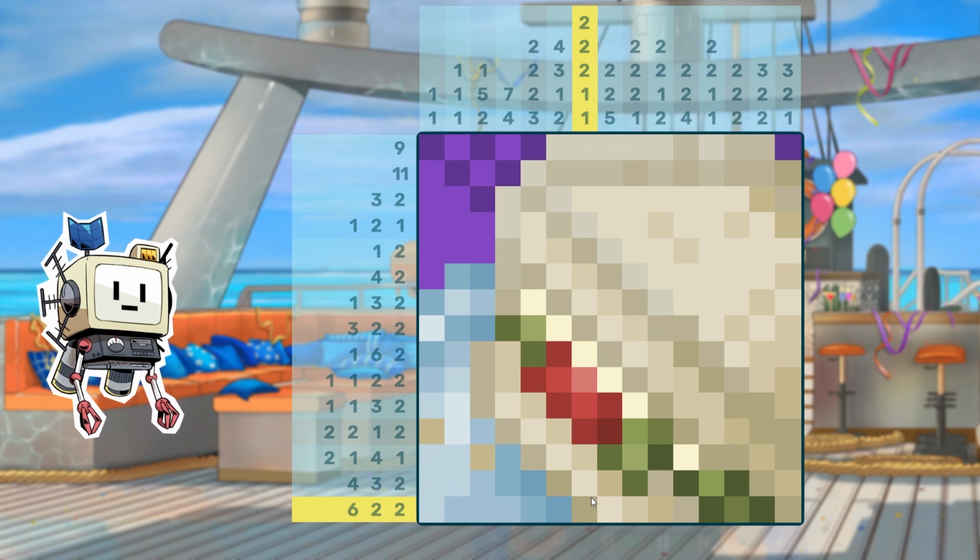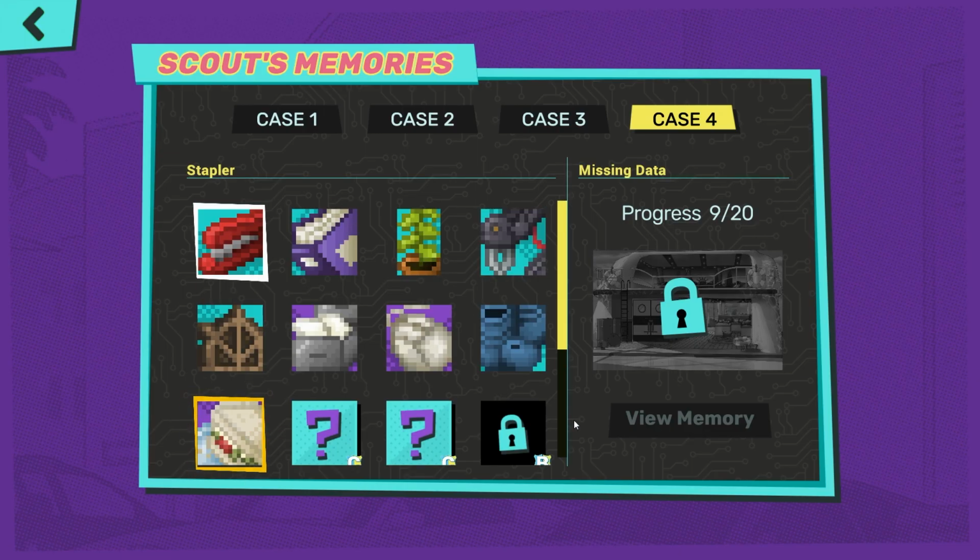Got it. Well, it worked. Is it a sandwich? Yep. Sandwich. It's a sandwich.